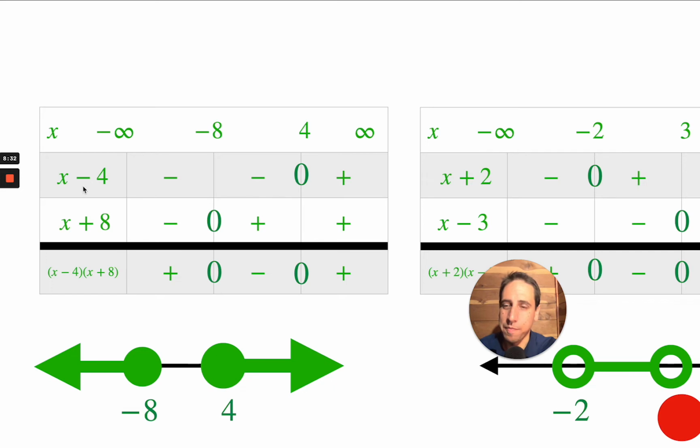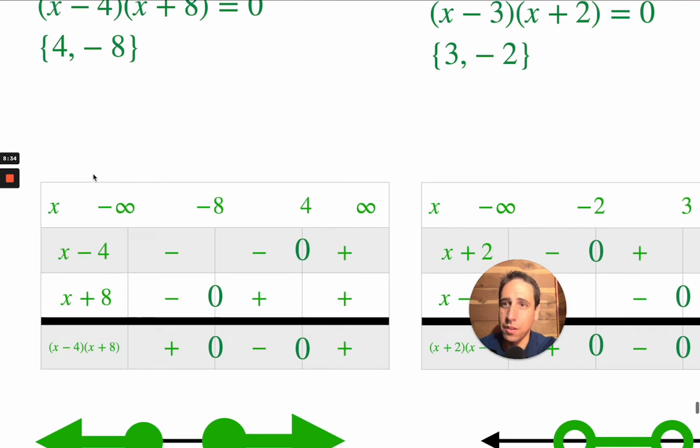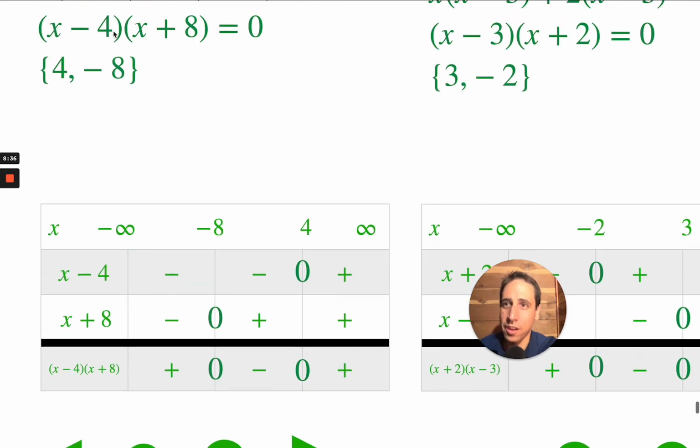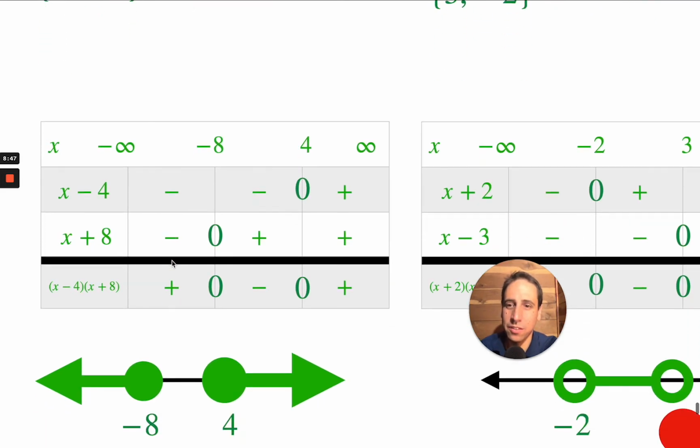Because we have this factored into x minus 4 and x plus 8, we're going to examine them individually. X minus 4. Let's take a test point like -10 that's in this region that's less than -8. This region here is negative, so we put a minus right here. If you take -10 and put it into x minus 4, -10 minus 4 is -14, and that's definitely negative.